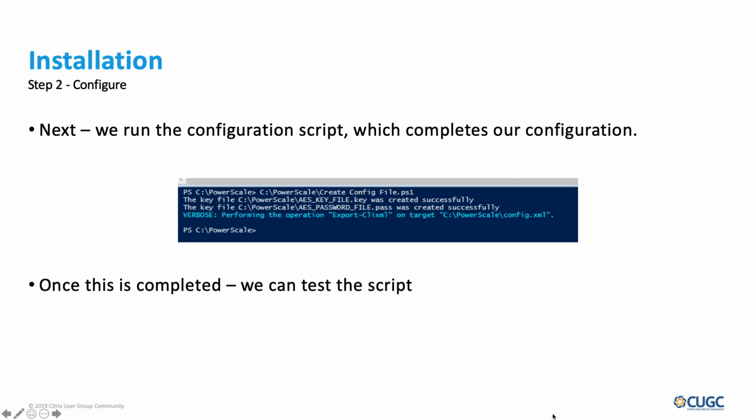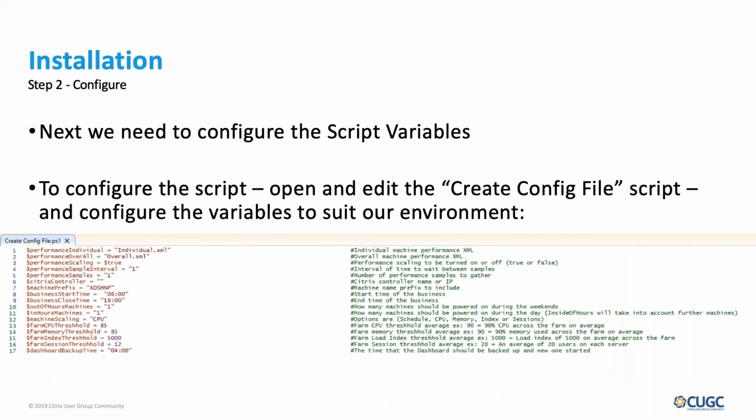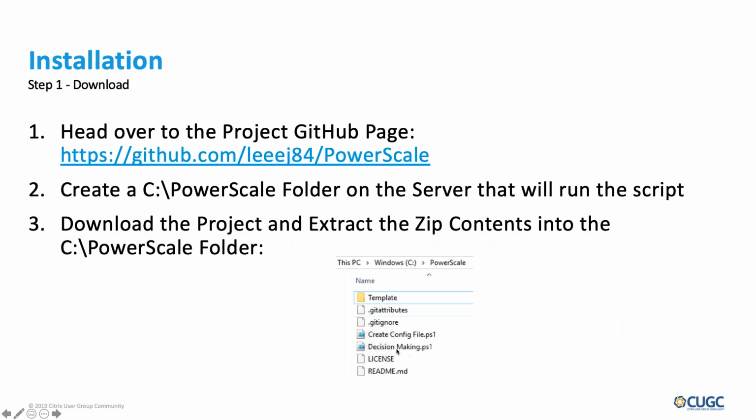Once we've put those variables in, it's just a case of running the configuration script. You can see when that's done, it creates a key file and a pass file. Then it gives us a completed decision-making file, which I'll show you back here. Effectively, what the create config file has done is put the right information into that decision-making file and set everything up ready for us to run it.